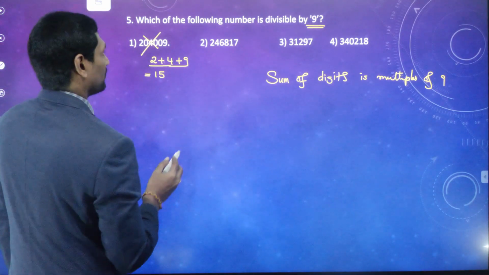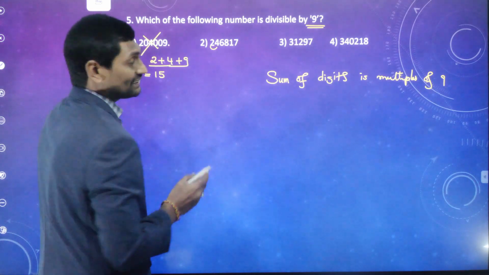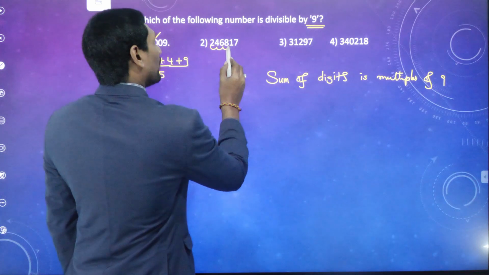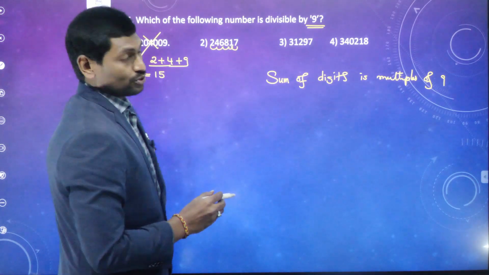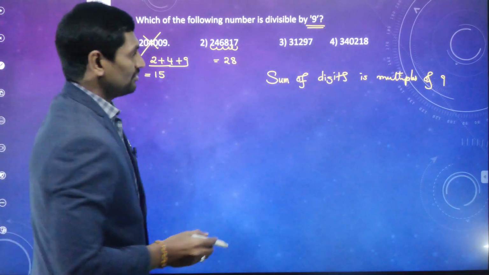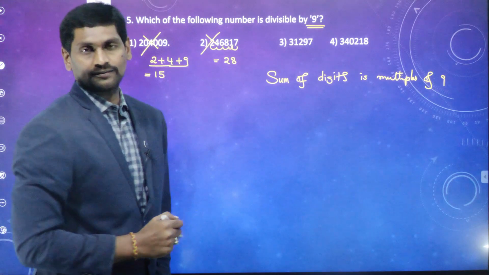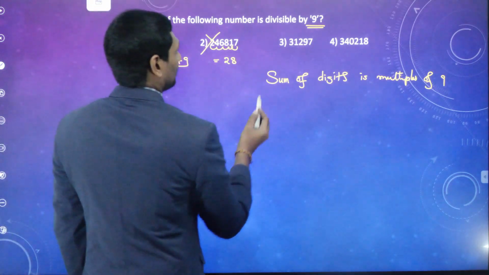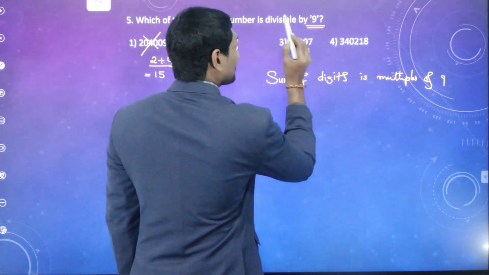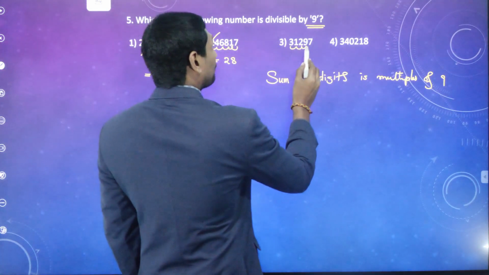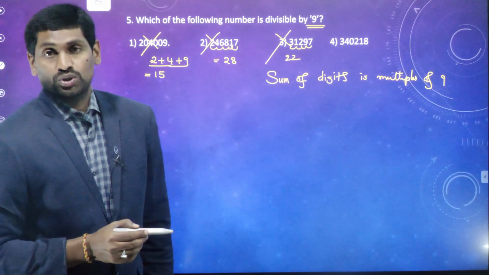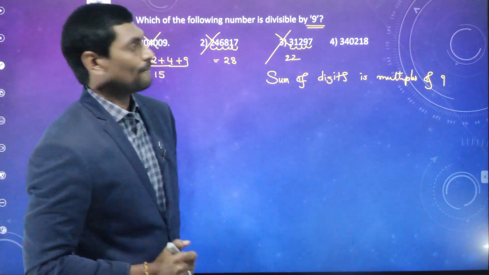Let us go through the second option. 2 plus 4 is 6, 6 plus 6 is 12, 12 plus 8 is 20, 21 and 28. So 28 is not exactly divisible by 9. So option 2 is also incorrect. Let us check the third option. 3 plus 1 is 4, 4 plus 2 is 6, 6 plus 9 is 15, and 15 plus 7 is 22. 22 is not a multiple of 9. So the third option is also wrong.